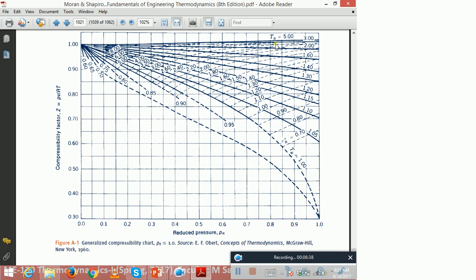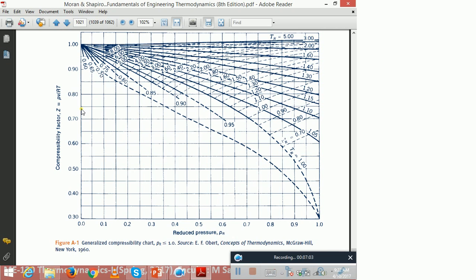So for any PR value, let's say 0.9, where you have TR equals 1.10, you would go from here to here. This is the curve for 1.10, and you would see what the value of Z is. It is almost 0.74. I hope you understand that. Okay. So that's how you need to look at those charts.